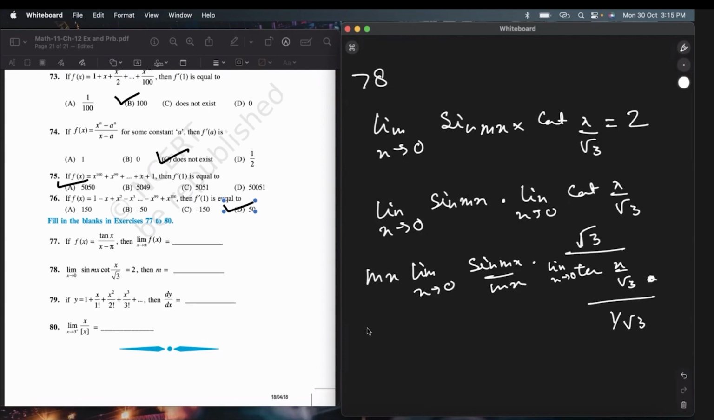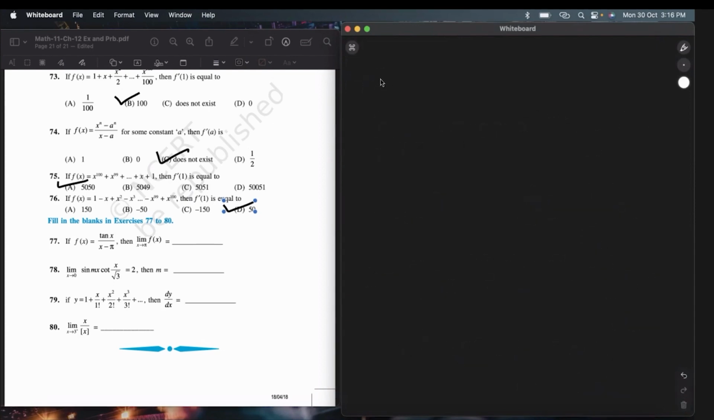Alright, so what am I left with over here? There is under root 3 mx upon x, into 1, is equal to 2. So x is getting cancelled out. So m is 2 upon under root 3. Alright, now moving on to the next question, which is question number 79.